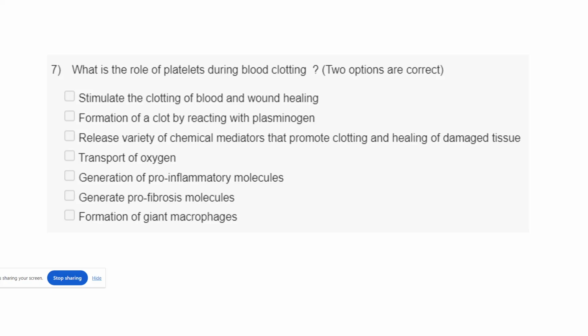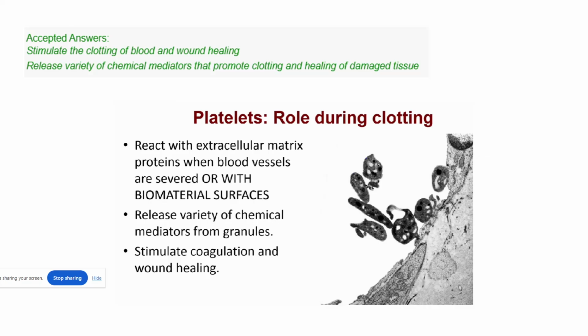Option 1 and option 3. Okay. Yes, option 1 and 3 would be the correct answer.